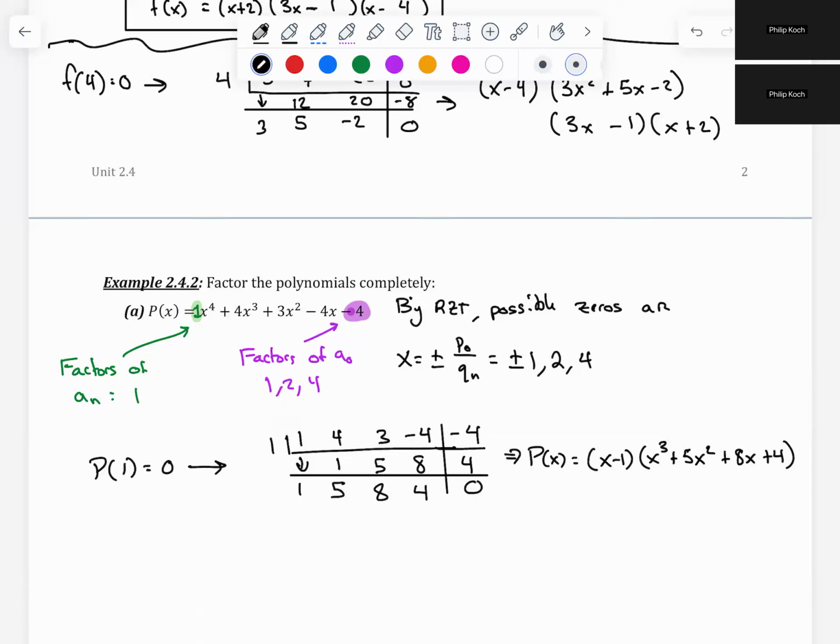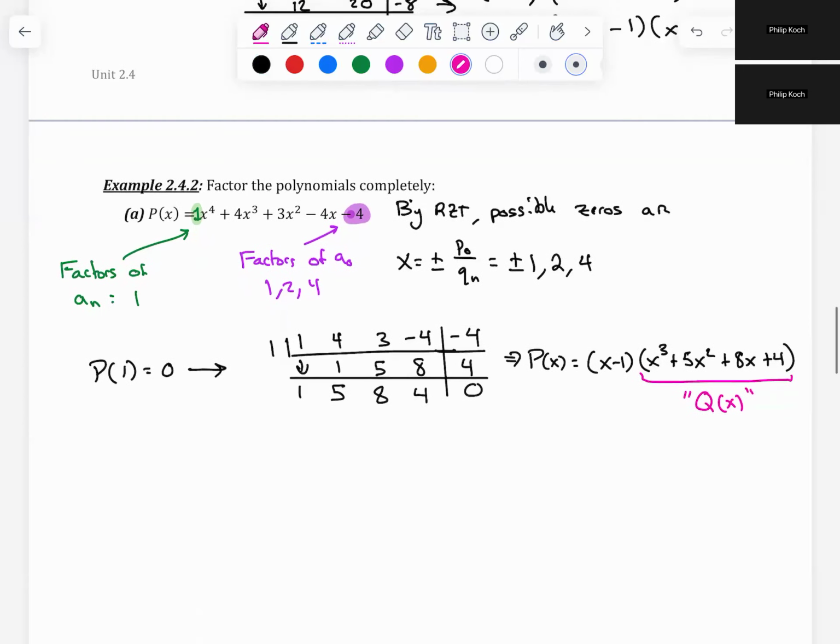I'm going to call this cubic, this one right here, Q of X, for quotient. You know it because it is the quotient from doing the long division. Any questions so far? JT, were you able to figure out where the error was? Yeah. Okay.